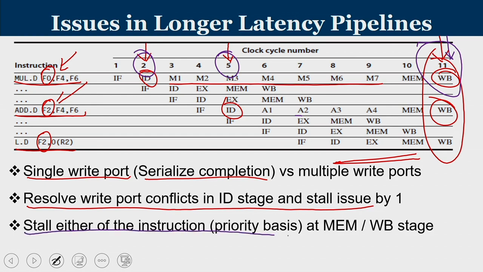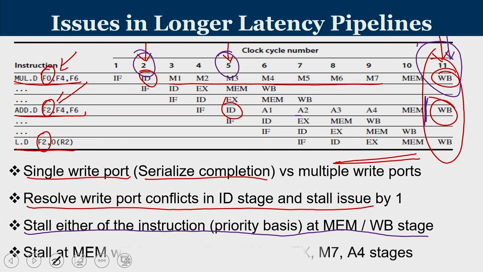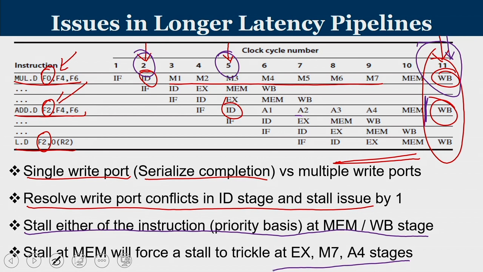Or stall either of the instructions on a priority basis at the mem write back stage. So once you reach the mem write back stage, you know that there is a previous instruction that is also going to perform a write. So you have to incur a stall at the mem stage. If you incur a stall at this mem write back stage, then the stall is going to trickle down to EX, M7, A4 like that. So whenever I encounter a stall at the end of the mem stage, then the instruction that is reaching A4 has to be stopped. The instruction that is there at M7, those are to be stopped. That is called the trickling back effect.